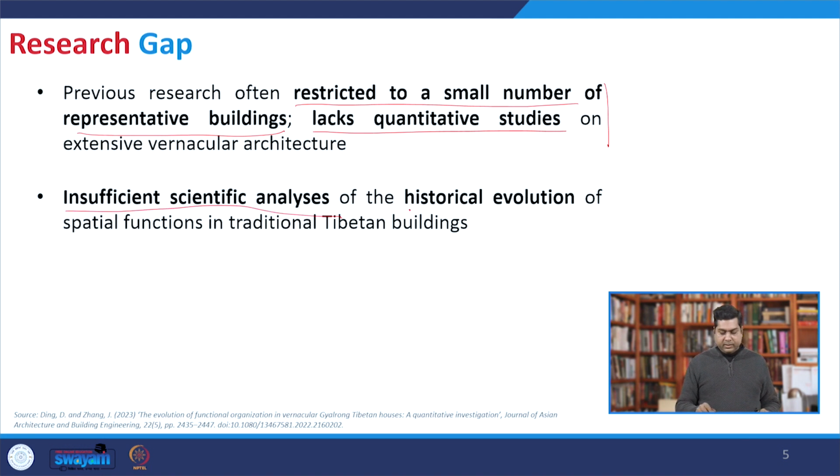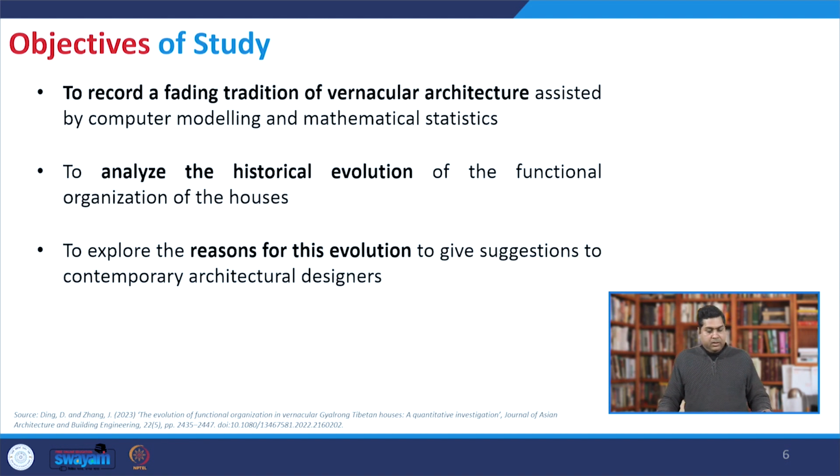Insufficient scientific analysis of historical evolution, that is, how it transformed from a smaller unit and how the functional areas changed, there was a lack of study. So the authors identified that gap and then approached this particular study. Hence the objective of the study is to record a fading tradition of vernacular architecture assisted by computer modeling and mathematical statistics. So in this case, definitely this is something where a quantitative approach has been used.